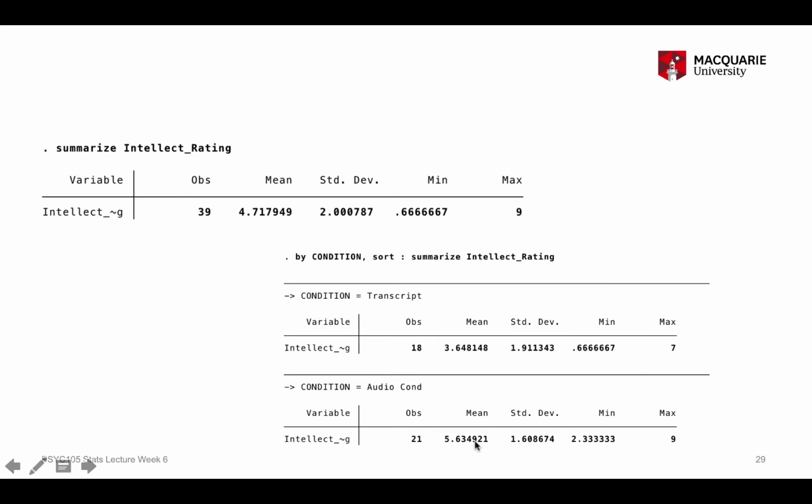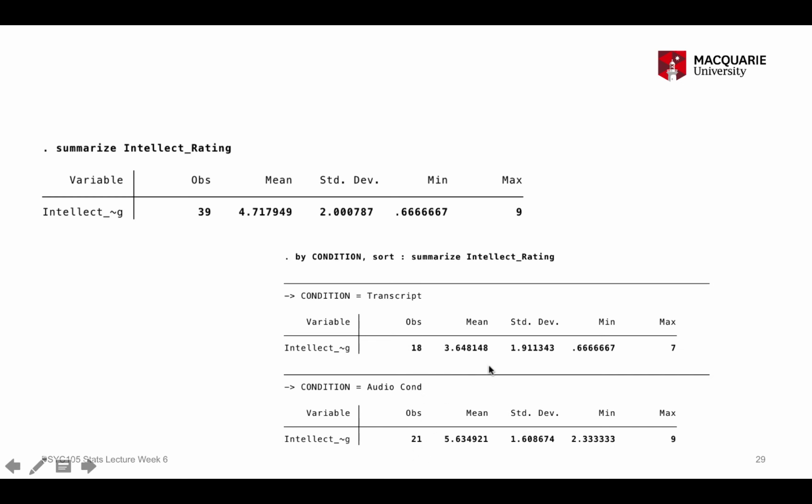So the second table here is just using some other syntax to get a summary descriptive statistics table for each of the groups separately. So the top one here is the summary of our intellect rating for the transcript group. And then secondly, the summary of our intellect rating for the audio group. And what you can see here is that we do have a difference between the mean scores. Just by looking at the descriptive statistics, the audio group had a higher intellect rating score than the transcript group, 5.6 versus 3.6, so it was about 2 points higher. We can see that we've got 18 and 21 observations in each of those groups respectively.